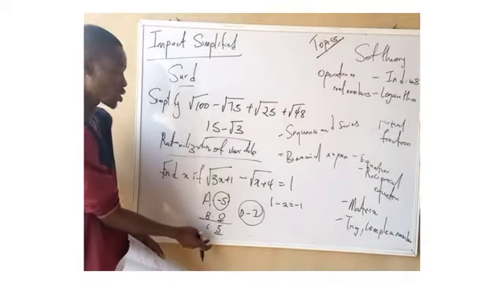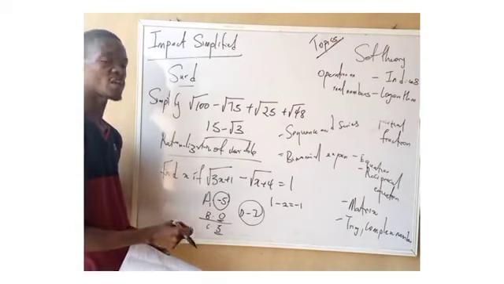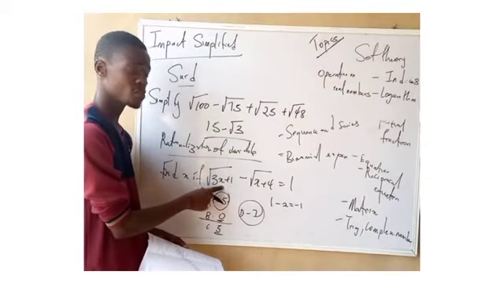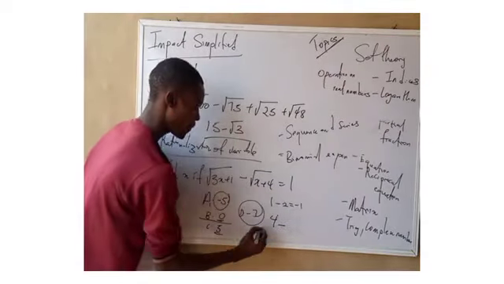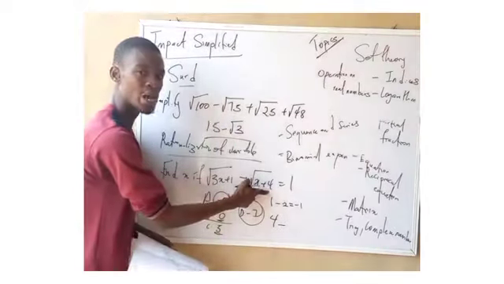Then test for option C. Put your x as 5. What is 3 times 5? 15. 15 plus 1 is 16. What is the square root of 16? 4. Now, what is 5 plus 4? That will give us 9.